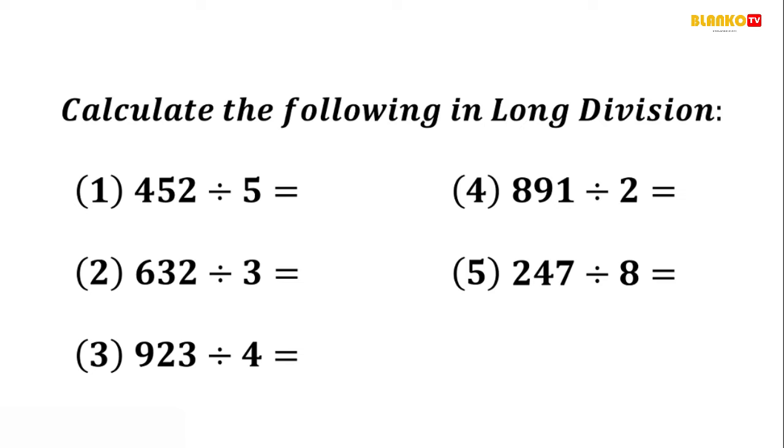452 divided by 5. The second one is 632 divided by 3. The third one is 923 divided by 4, the fourth one is 891 divided by 2, and the last one is 247 divided by 8. So I am going to show you step by step how to solve these 5 questions. If you are ready, please let's start with the solution.